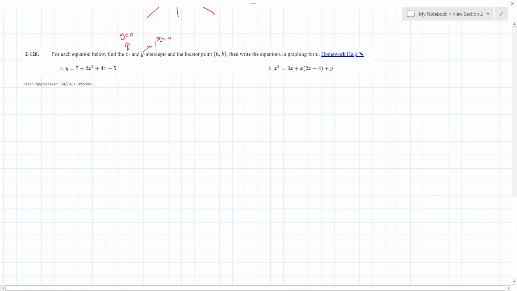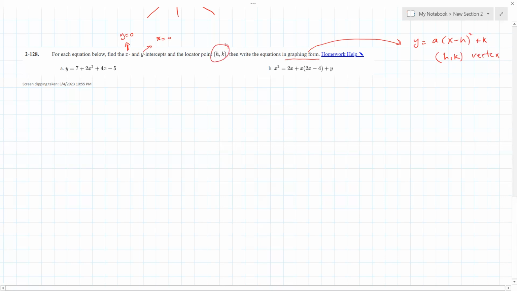Also, we want to write these equations in the graphing form. The graphing form is the vertex form, which is y equals a(x minus h) squared plus k. And when we do that, we can find that h and k is the vertex, which we are looking for here.